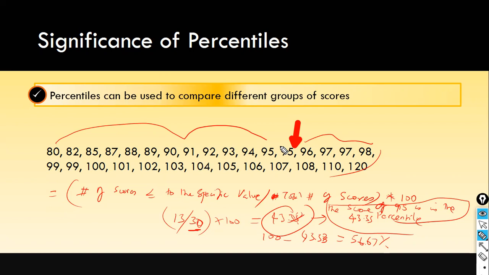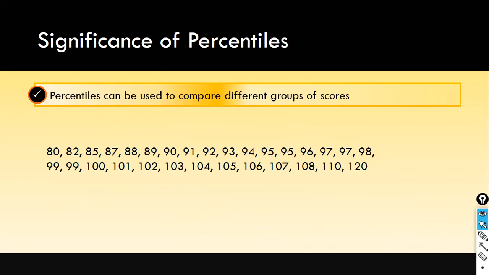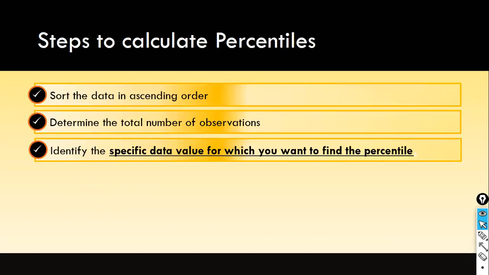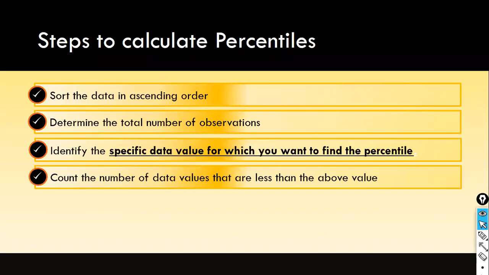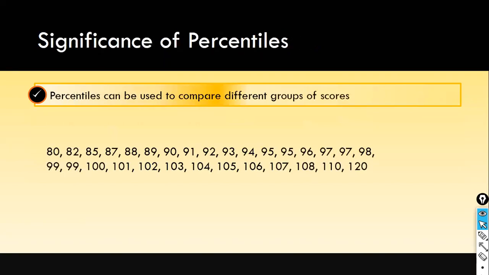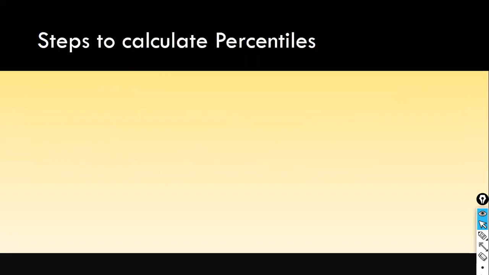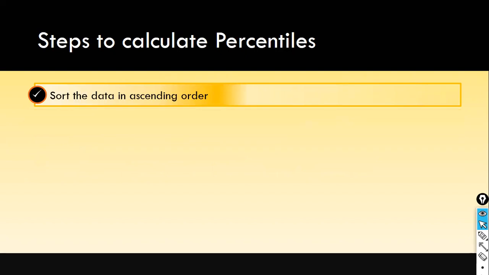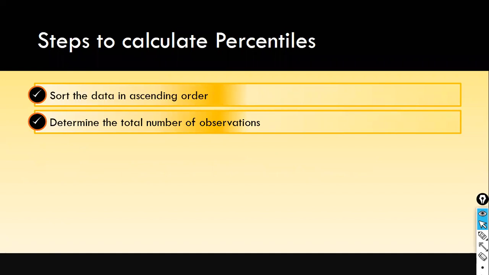There is another simple technique, because I don't want to confuse you with many formulas. Different formulas are available, but this is a simple technique. First step, sort the data in ascending order. We first said that by default in this data set, the scores are in ascending order, so we don't have to sort it in that case, but this is the first step. Second step is you need to determine the total number of observations. How many students? 30 students were there, right?